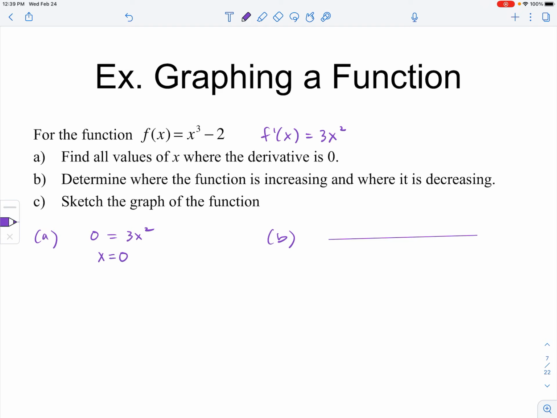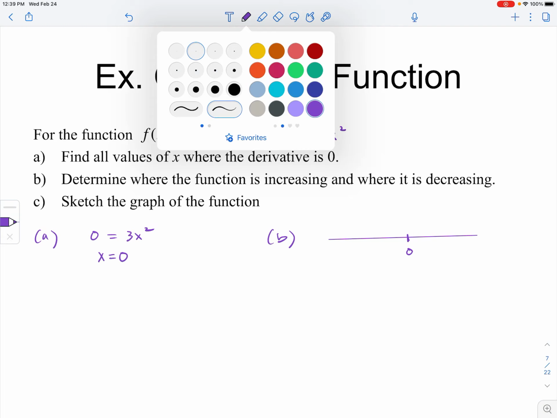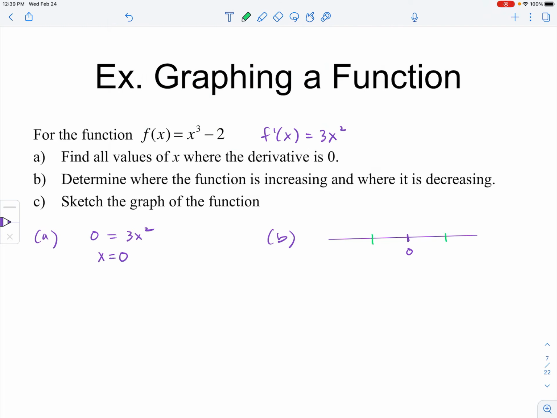So same step as for part B. To determine where the function is increasing or decreasing, I'm going to put 0 on the analysis line. And then I'm going to choose test values to the left and right. So I'll use -1 and 1. And I'm plugging those test values into the derivative. So I get +3, which means positive sloping tangent lines. So the function would be increasing from -infinity to 0. And then notice whenever we plug +1 in, we also get +3. So the graph continues to be increasing.